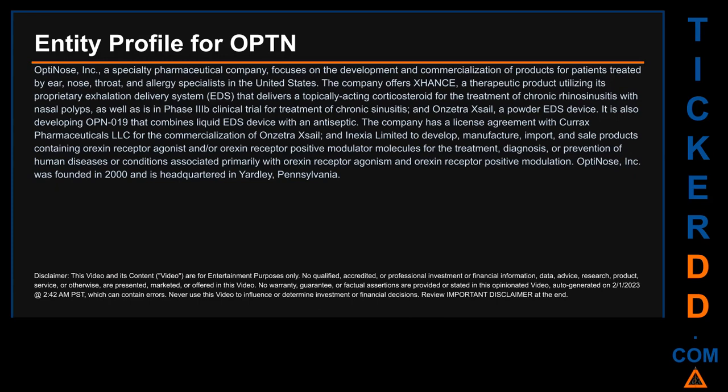The company has a license agreement with Currax Pharmaceuticals LLC for the commercialization of Onzetra Xsail, and Centessa Limited to develop, manufacture, import, and sale products containing orexin receptor agonist and/or orexin receptor positive modulator molecules for the treatment, diagnosis, or prevention of human diseases or conditions associated primarily with orexin receptor agonism and orexin receptor positive modulation. OPTN, Inc. was founded in 2000 and is headquartered in Yardley, Pennsylvania.